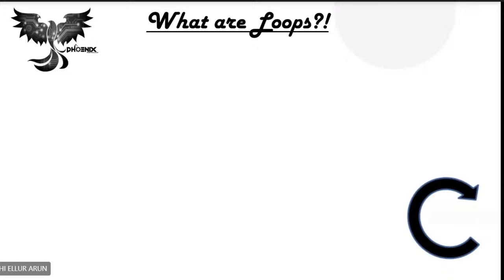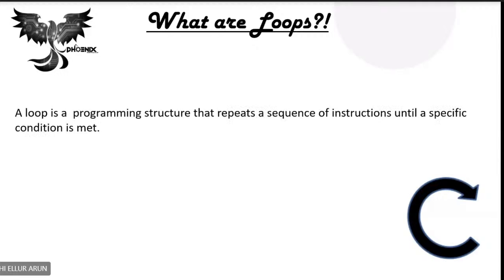So by now you would have got what a loop is and why it is that important. A loop is a programming structure that repeats a sequence of instructions until a specific condition is met. Okay, what if my loop never ends?